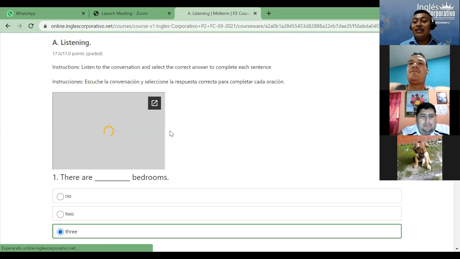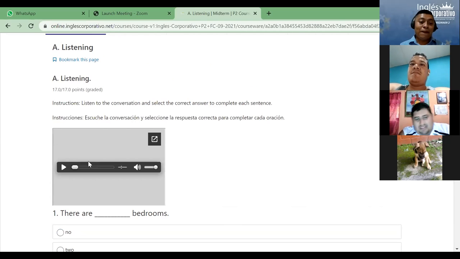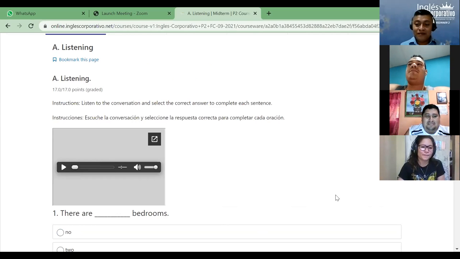¿Tuvieron problemas con el listening? It was easy or difficult? Easy. Yo sí tuve problemas cuando hice eso, pero no le podía dar play, ¿verdad? Pero me fui a la flechita que aparece arriba y ahí sí, no sé por qué razón, sí me funcionó. Ah, okay. So let's try it. Sí, allí no me ha funcionado.